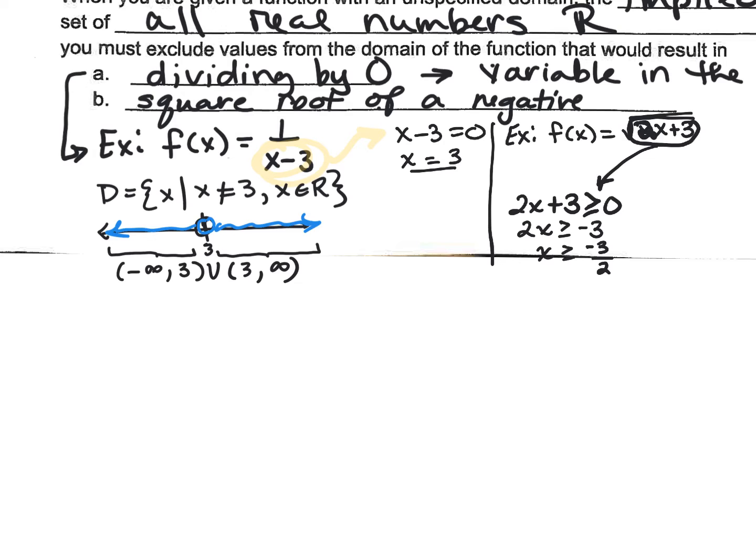So, how do we write that in set builder notation? Domain is what? X such that x is greater than or equal to -3/2, where what? X is an element of the real numbers.